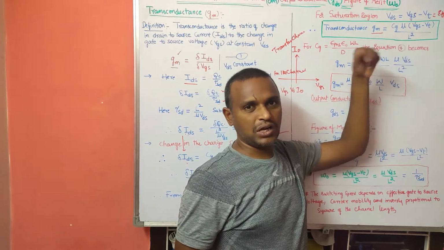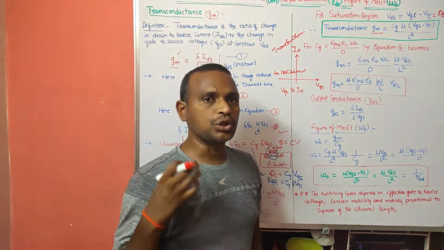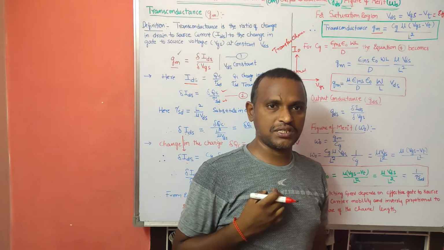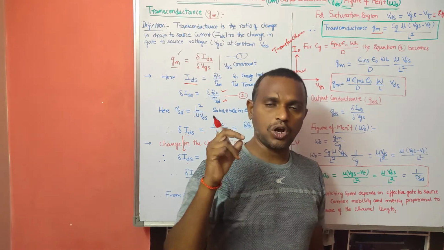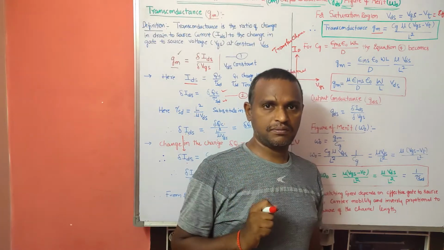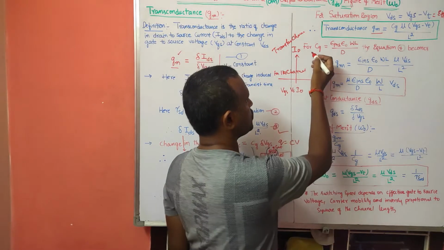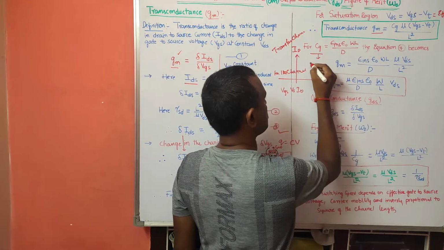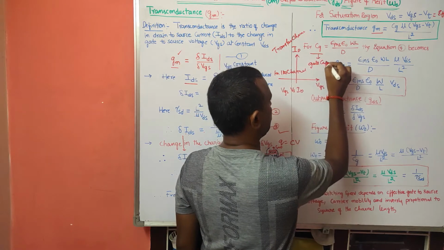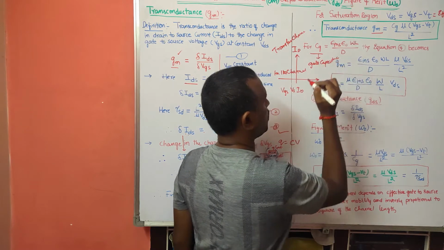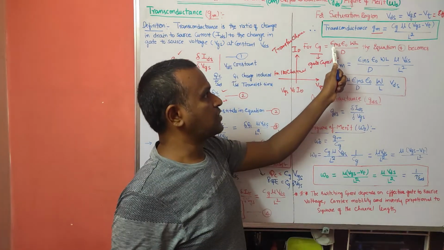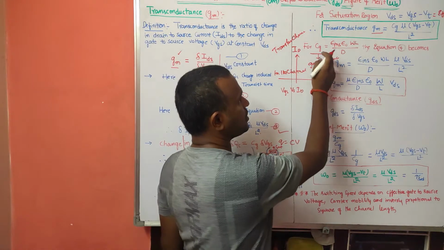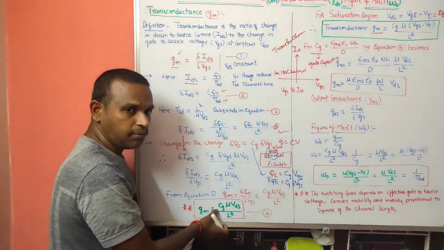At the same time, we can also get another equation here. We know that capacitance is generally epsilon A by D, but here the gate capacitance means epsilon insulator epsilon naught WL by D. So CG is the gate capacitance, equal to epsilon insulator epsilon naught WL by D. So I am substituting this CG value in this equation. Then what will I get?